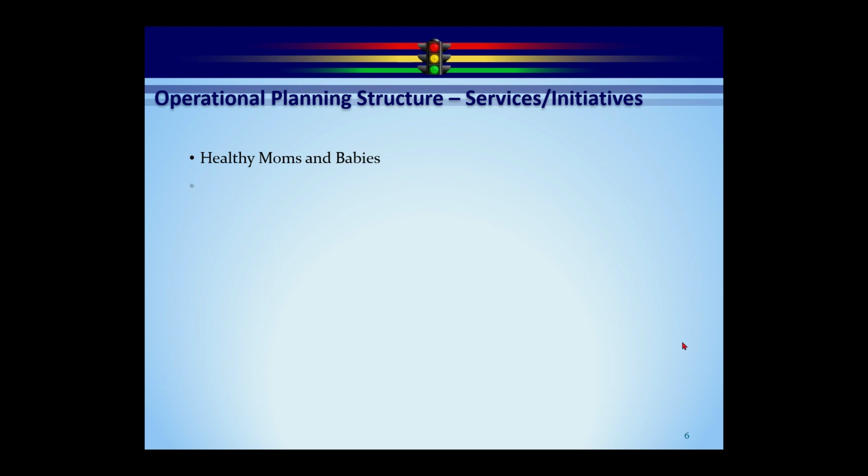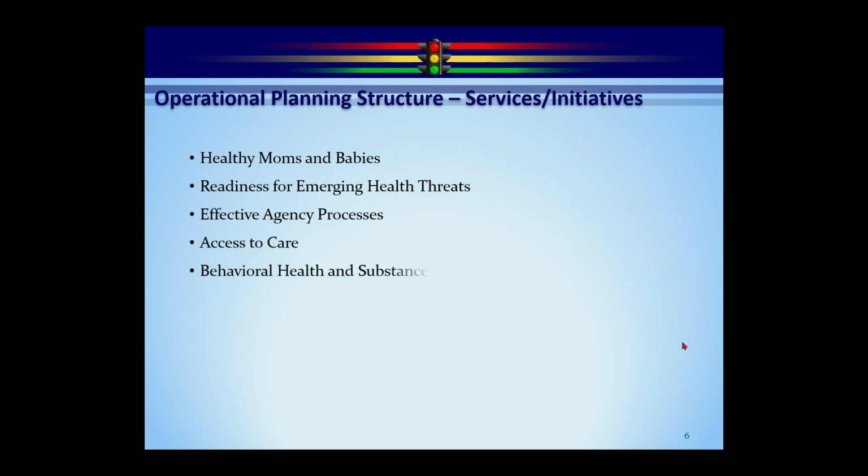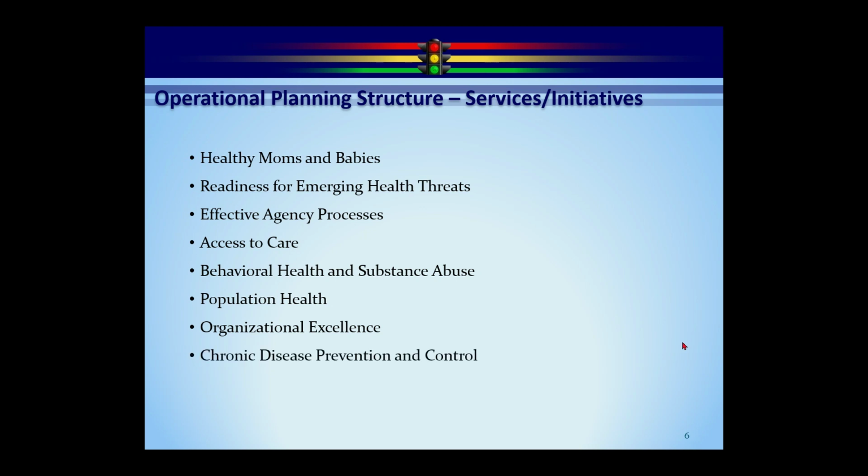So healthy moms and babies, readiness for emerging health threats, effective agency processes, access to care, behavioral health and substance abuse, population health, organizational excellence, chronic disease prevention and control, health disparities, and for today, again, we use tobacco cessation. So again, I call these buckets or priority areas. It's a container for the plans underneath it that will all roll up to accomplishing this.